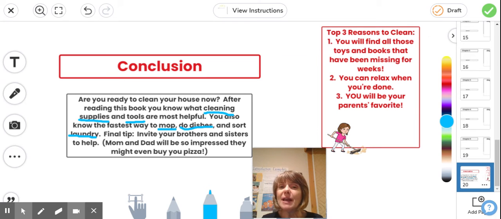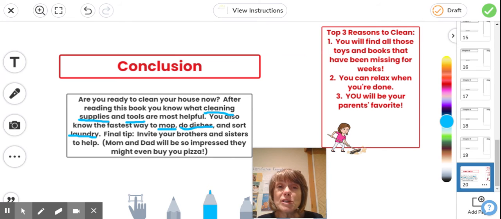Then over in my diagram box, I decided to use a little humor again to make my readers smile as they were done with my book. It says, top 3 reasons to clean. You will find all those toys and books that have been missing for weeks. You can relax when you're done. And the 3rd reason, you'll be your parents' favorite. So boys and girls, that is what you're going to do for your conclusion.